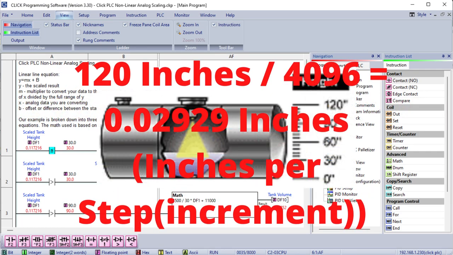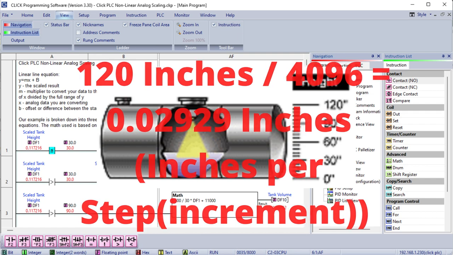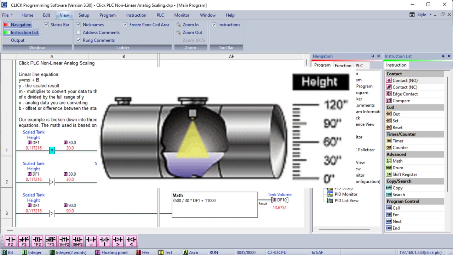Now our analog input for the tank will measure 0 to 120 inches. So if we take 120 inches divided by 4096, we get 0.02929 inches per step. So the accuracy of our tank level signal conversion will be plus and minus 0.02929 inches for the measurement. You must also consider the accuracy of the sensor itself in any application.